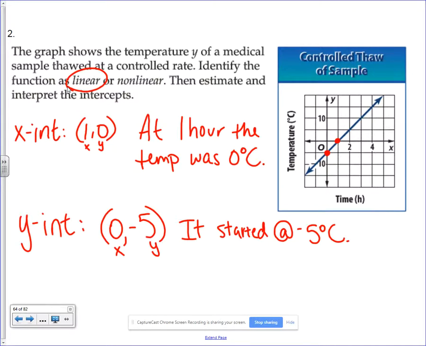So what if I ask you this? What's the temperature after 3 hours? 3 hours would be 10 degrees Celsius. Make sense? How long does it take to get to 20 degrees Celsius? Here's 20. Right about there. About 5 hours. You guys remember how to interpret graphs okay?